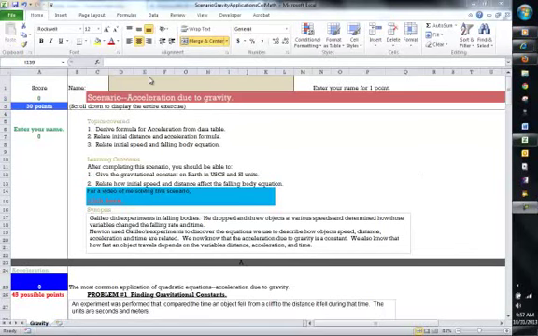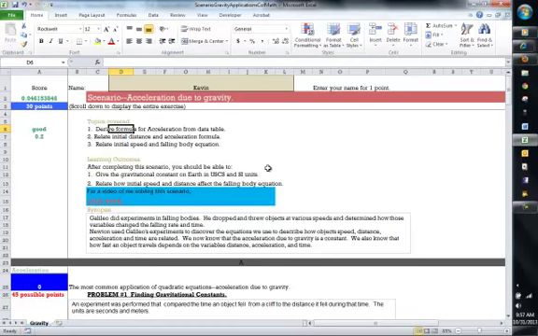This is the scenario acceleration due to gravity. So we're going to, first of all, put your name in. We are going to derive the formula for acceleration from a data table. We're going to relate initial distance and the acceleration formula and the speed in the falling body equation.